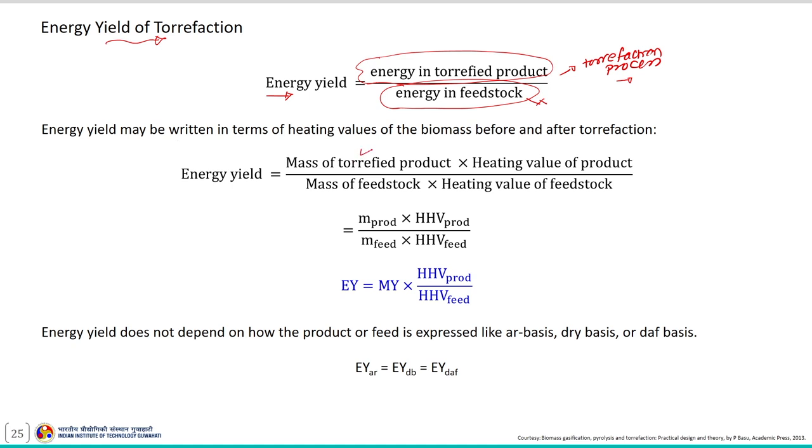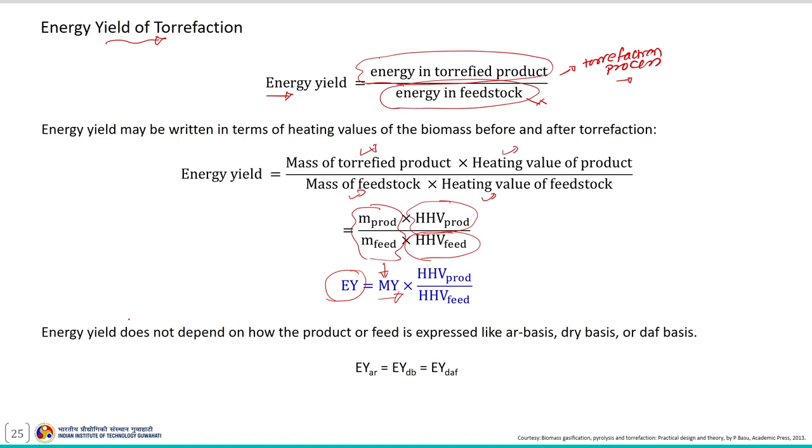That means the mass of torrefied product into its heating value gives the energy in the torrefied product. Similarly, the mass of the feedstock into its heating value gives the energy in the feedstock. And if you remember, this mass of the torrefied product can be represented as M product, and this can be represented as M feed, and this ratio is the mass yield of the torrefied product, and this is the higher heating value of the torrefied product, and this is the higher heating value of the feed material. So that way the energy yield ratio can also be correlated with the mass yield.